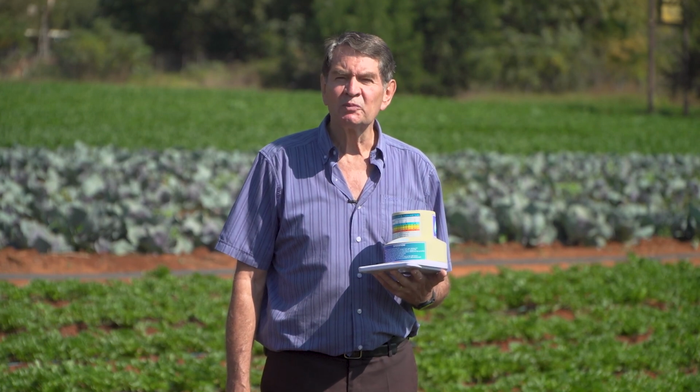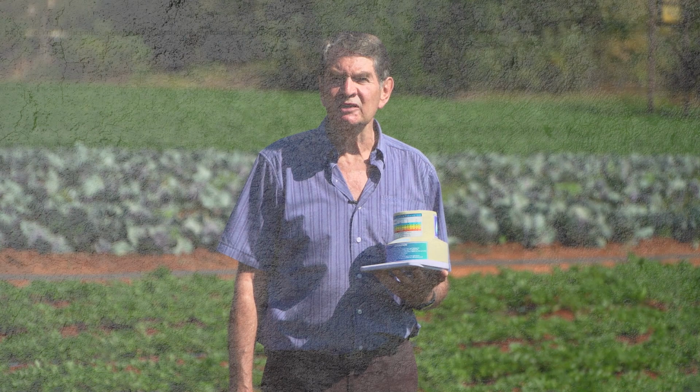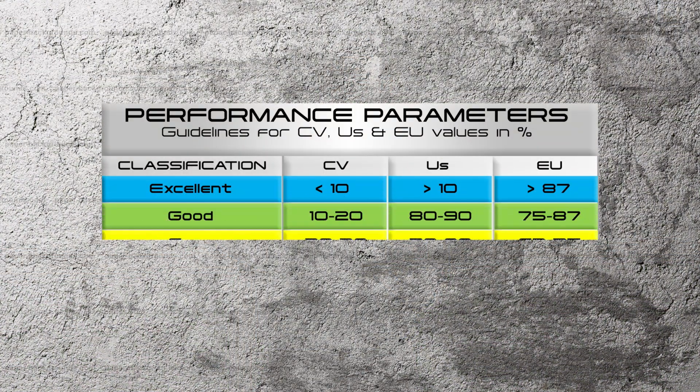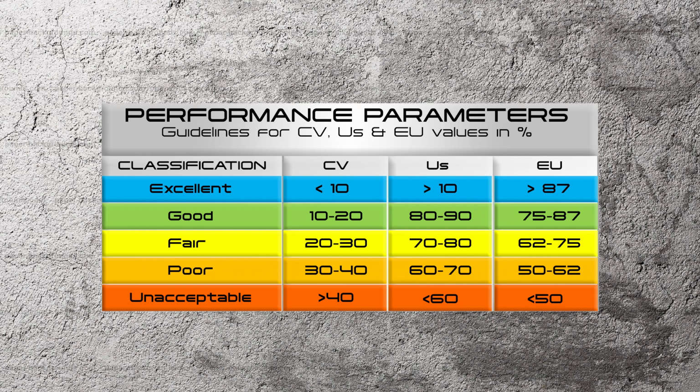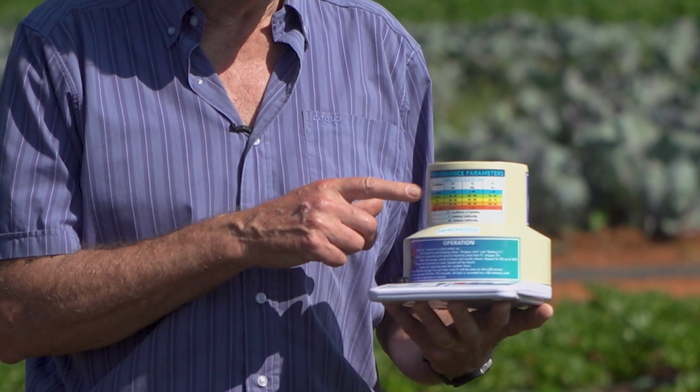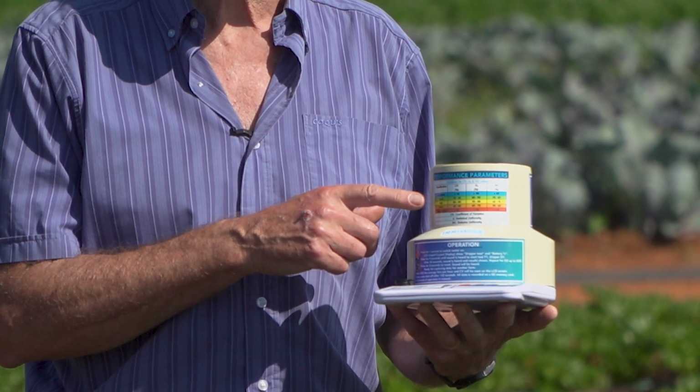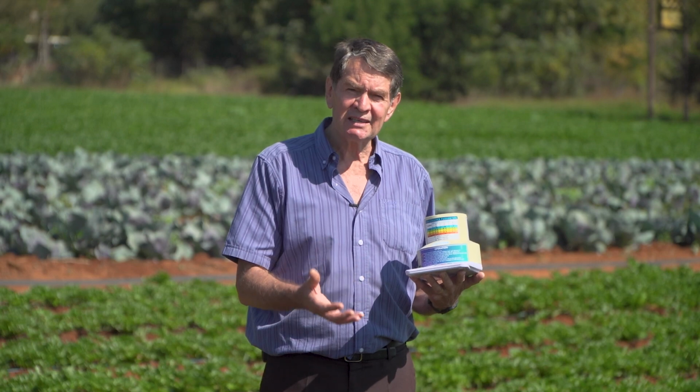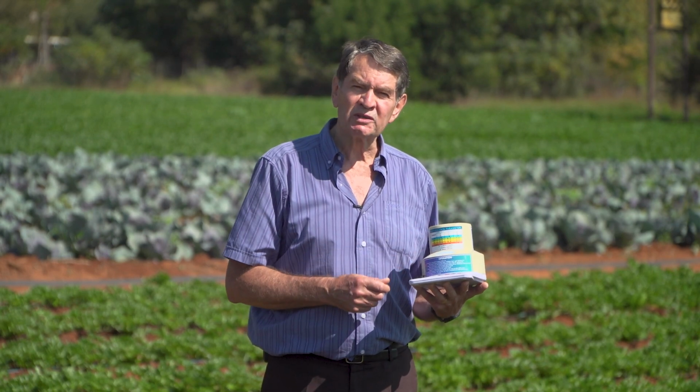The performance parameters described by the International Standards Organization provide three major parameters. The first is the coefficient of variation. The second is the statistical uniformity of the emitter's delivery rate, and the third is the emission uniformity. Those parameters are shown here on the drip performance meter, and that enables you, after testing, to see what the performance of your system is, whether it complies to the standards.